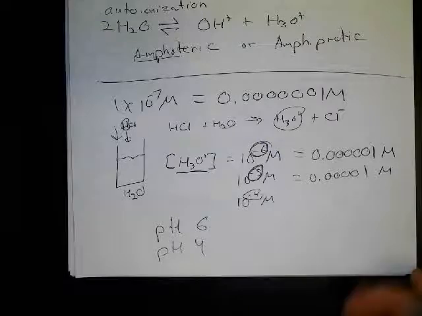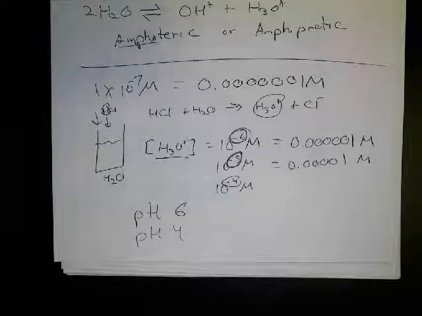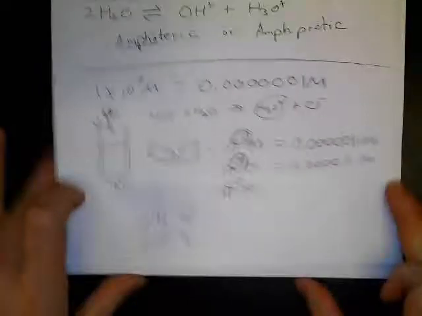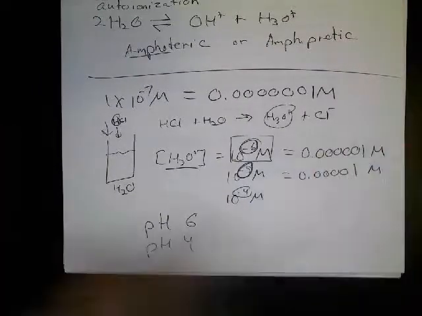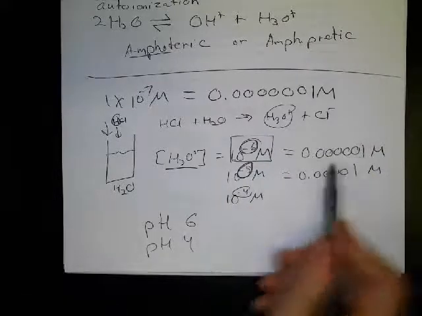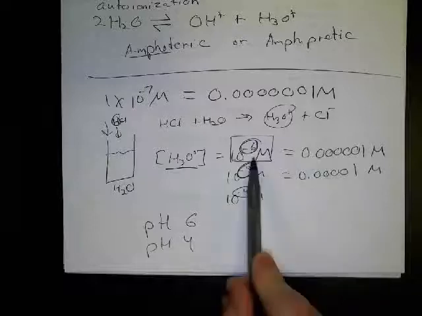So let's talk about some things you may be familiar with. So this 10 to the minus 6, this is a very, very kind of weak acid solution. It's just almost nothing. Like pure water is only 10 times weaker than this. This is only 10 times stronger than pure water.